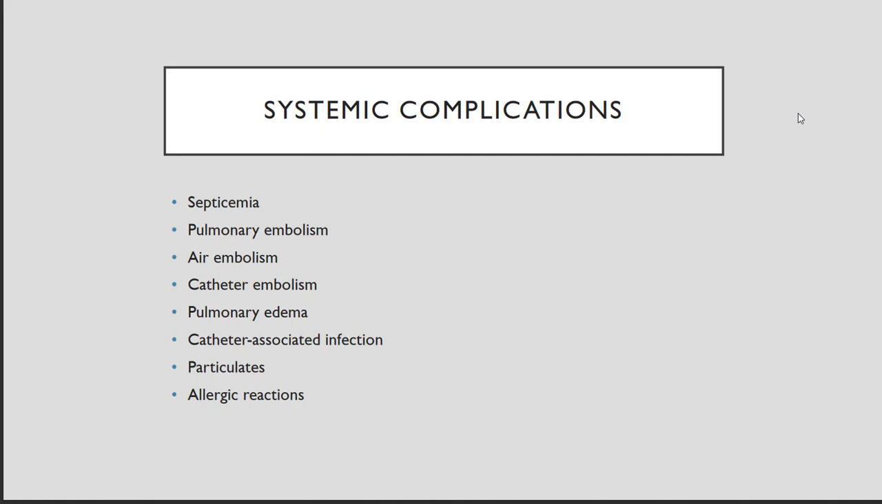There are also several systemic complications that we need to discuss, including septicemia, pulmonary embolism, air embolism, catheter embolism, pulmonary edema, allergic reaction, and catheter-associated infections. Systemic complications are more serious than localized complications. Septicemia refers to the invasion of the bloodstream by bacteria or other microorganisms. Symptoms of this include fever, chills, malaise, and headache.